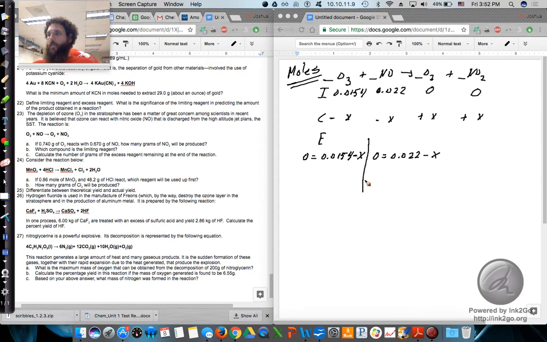Now, in this case, it's going to be pretty easy. Each x is going to be that same value because there's no coefficient. So x here is equal to 0.0154. X here is equal to 0.022. And we start looking at this and trying to figure out which one makes more sense.